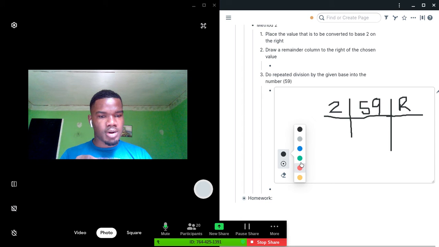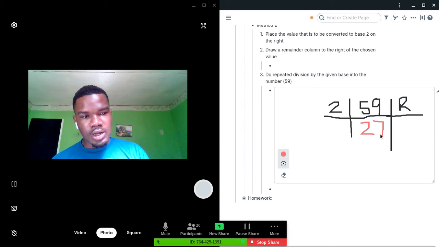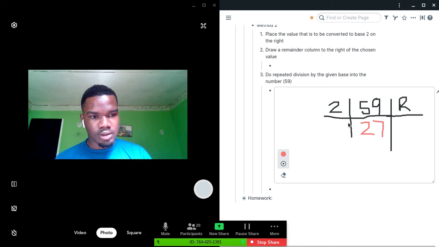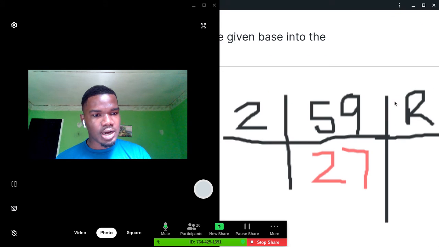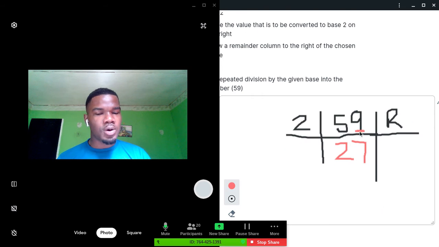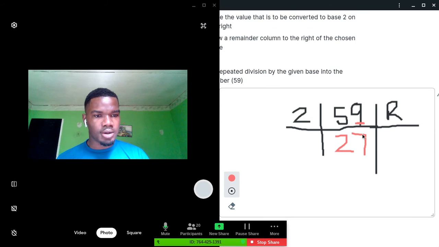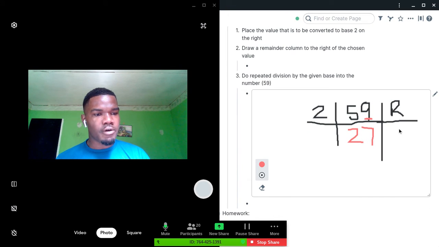Let me choose the red marker. We know that 2 into 59 is going to give us 27, right? And does it give us a remainder? Just by looking at the number, what does 59 end with? 9. And we know 9s are not divisible by 2. That's a rule in even numbers and odd numbers. So we know it's going to give a remainder of 1. And you can prove it.